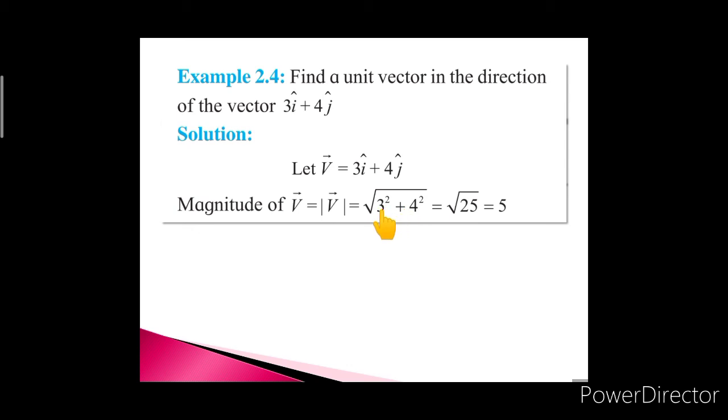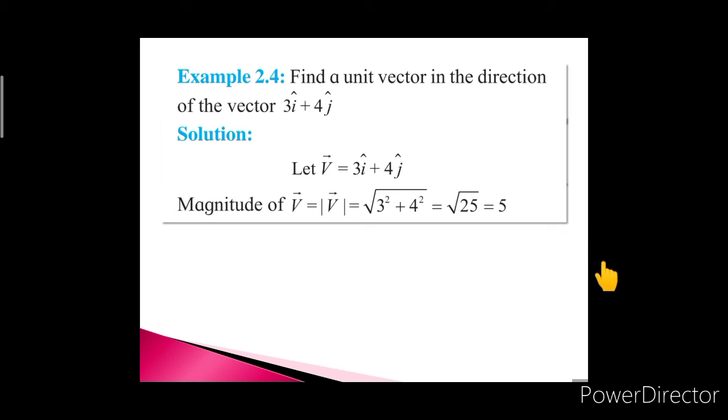As 3 square is 9 and 4 square is 16, 9 plus 16 is 25. So in the next step we write the square root of 25. And we know that 25 is the square of 5, and the square root of the square of 5 is 5. Simply, the square root of 25 is 5. So here we obtain the magnitude of vector v, that is 5.